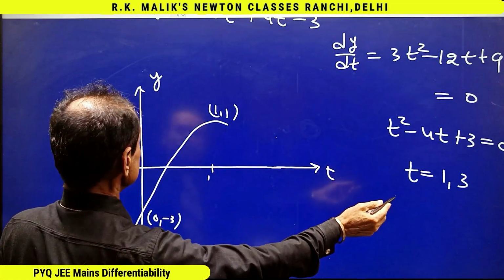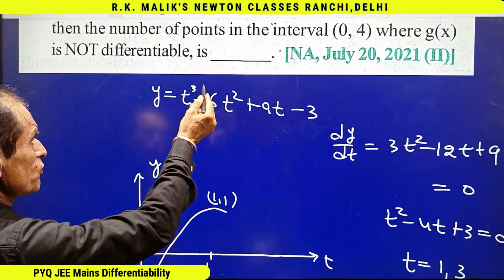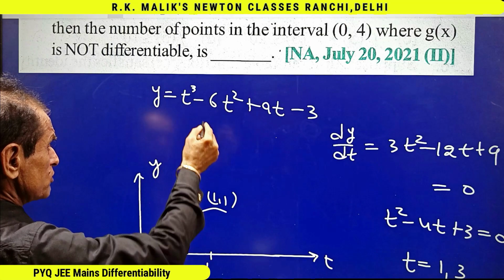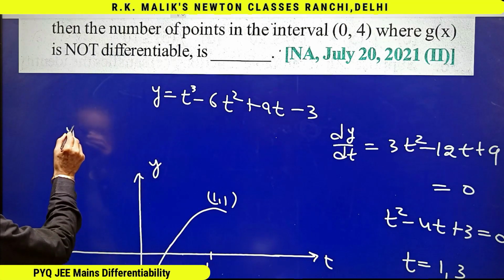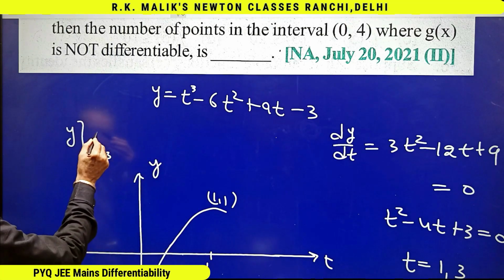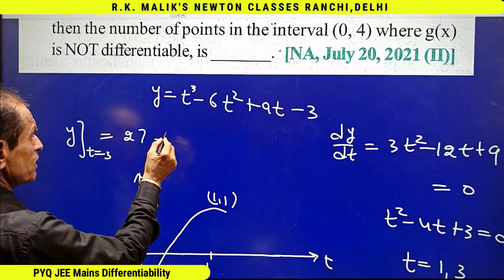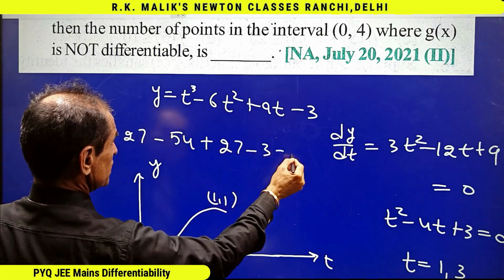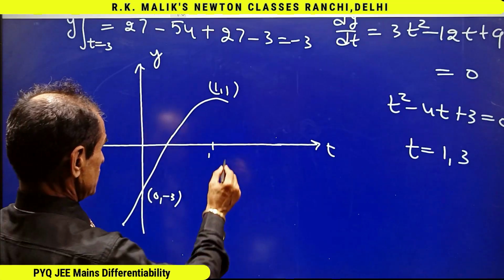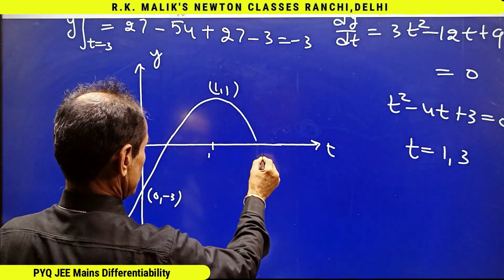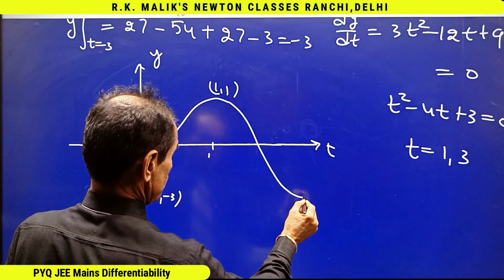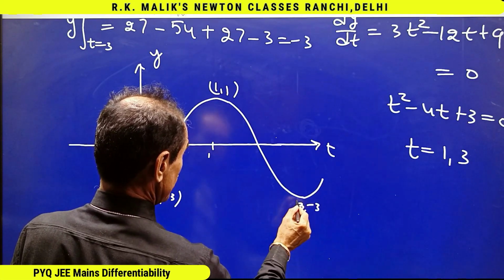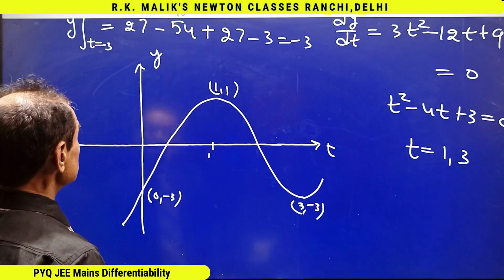And then second time it will turn at t equal to 3. And when t is 3, we can easily calculate the value of y. When t is equal to 3, it is 27 minus 54 plus 27 minus 3, that is minus 3. Therefore, the graph will again turn at 3 and the value of y will be again minus 3.